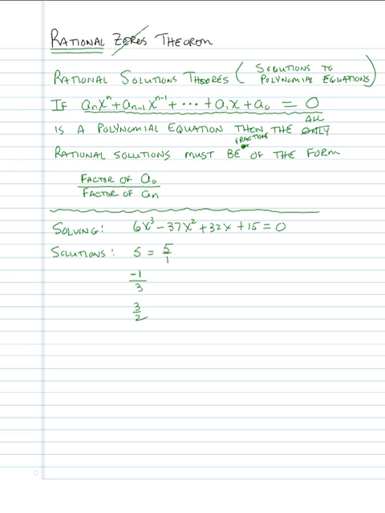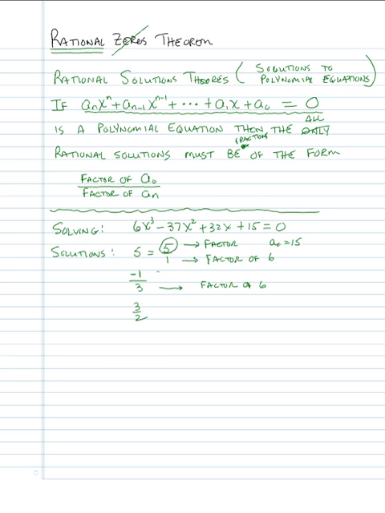Now, what I want you to notice is that these are all fractions of the form described above. Look at this. 5, that's a factor of, what is our a sub 0 here? It's the 15. It's the constant. 5 is a factor of 15. And although we normally don't talk about 1s being factors, 1 is a factor of the leading coefficient 6. That's the a sub n. Now, when we look at this next one, look at this. 3 is a factor of 6 also, isn't it?